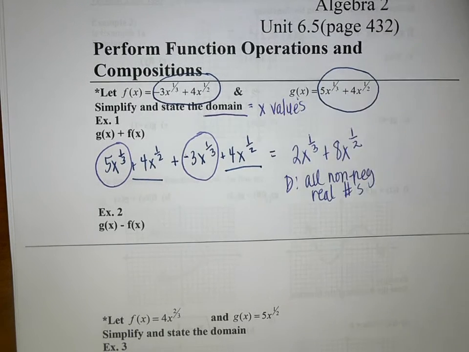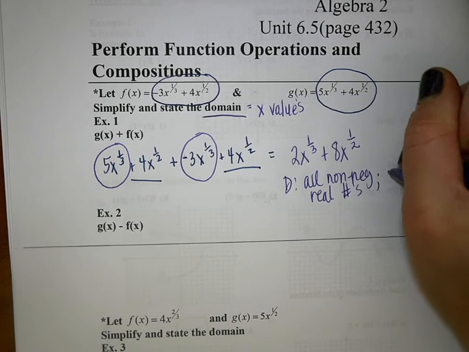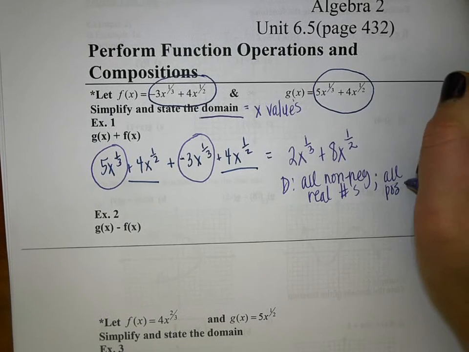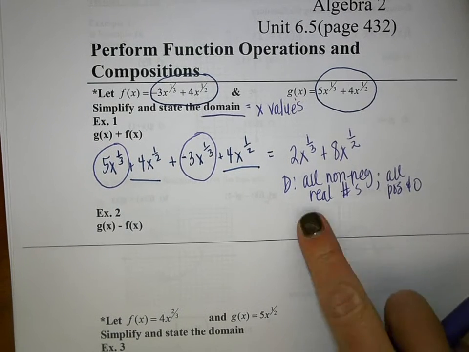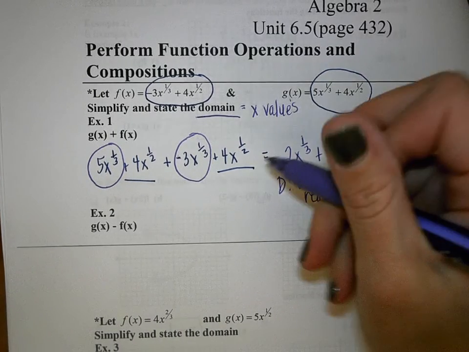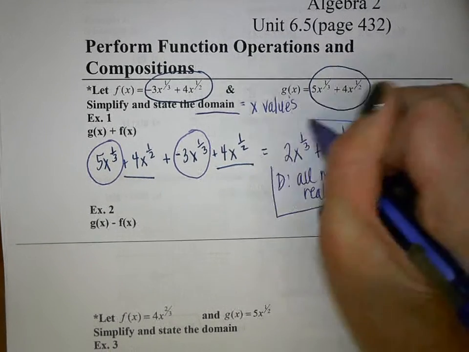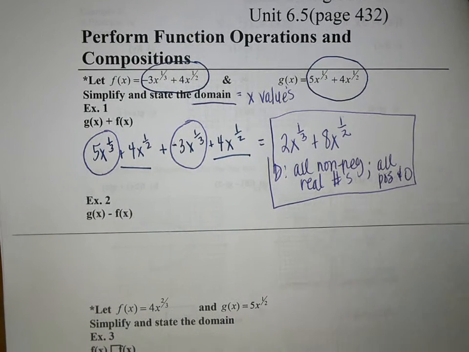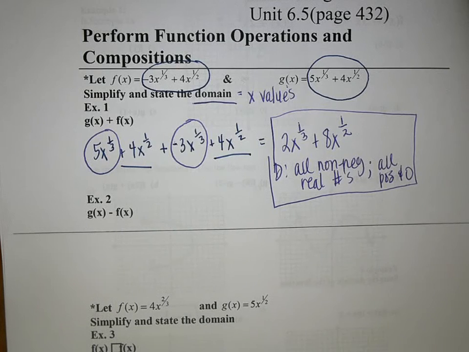The reason why I wrote it like that, all non-negative real numbers, is because that's how you will see it on your test and in the book. But if you also wrote just all positive numbers and 0, because all non-negative real numbers includes 0, that also works. That means the same thing. So this whole thing is our answer. That's the problem simplified, and this is our domain, all non-negative real numbers, which means all positive numbers and 0.